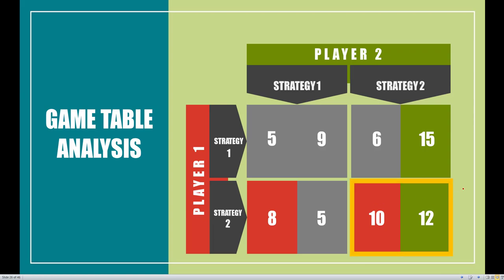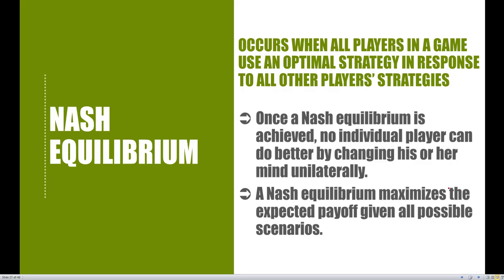So formally, what is our Nash equilibrium? It occurs when all players in a game use an optimum strategy in response to all other player strategies. Once a Nash equilibrium is achieved, no individual player can do better by changing his or her mind unilaterally. If this player actually decided to deviate from this plan or change their strategy, they would actually end up getting a lower payoff. So no player can do better if we are at a Nash equilibrium. And the Nash equilibrium is going to maximize the expected payoff given all possible scenarios.